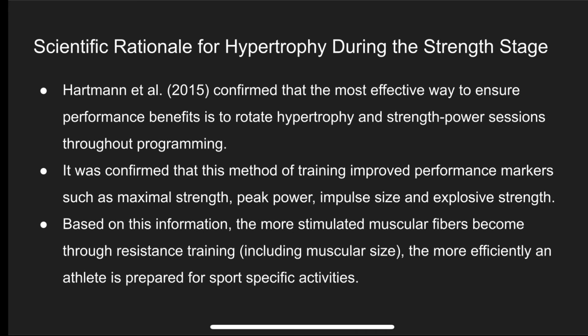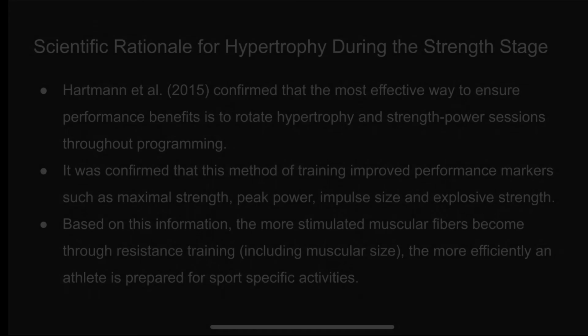As a result of their study, Hartman et al. 2015 confirmed that the most effective way to ensure performance benefits is to rotate hypertrophy and strength power sessions throughout programming. It was confirmed that this method of training improved performance markers such as maximal strength, peak power, muscle size, and explosive strength. Based on this information, the more stimulated muscular fibers become throughout resistance training, including muscular size, the more efficiently an athlete is prepared for sport-specific activities.